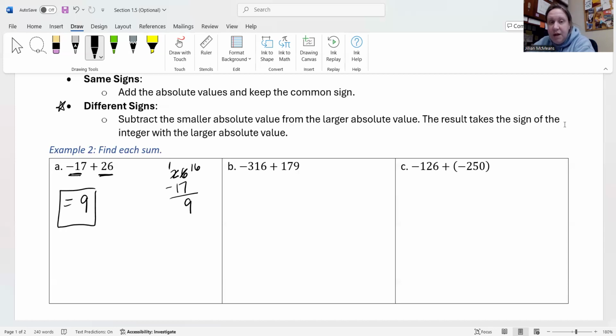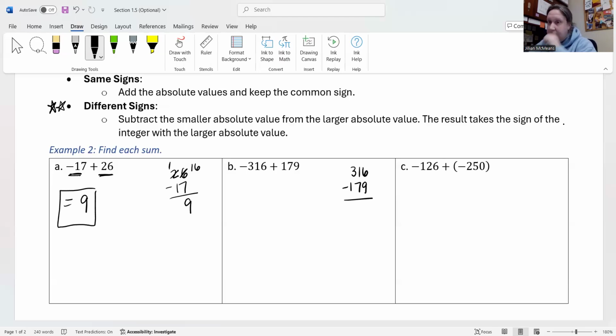Okay? Now for part B, we have negative 316 plus 179. So again, we're dealing with addition of numbers with different signs. So what I do is I just kind of ignore the sign. That's the whole absolute value part. The absolute value of negative 316 is 316. The absolute value of 179 is 179. I want to subtract these two numbers. I want to find their difference.